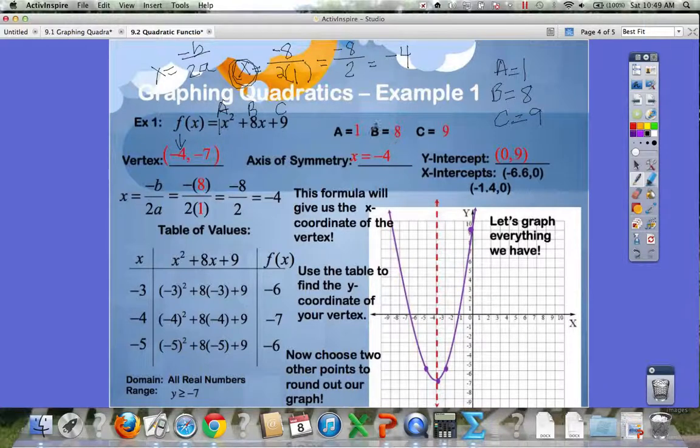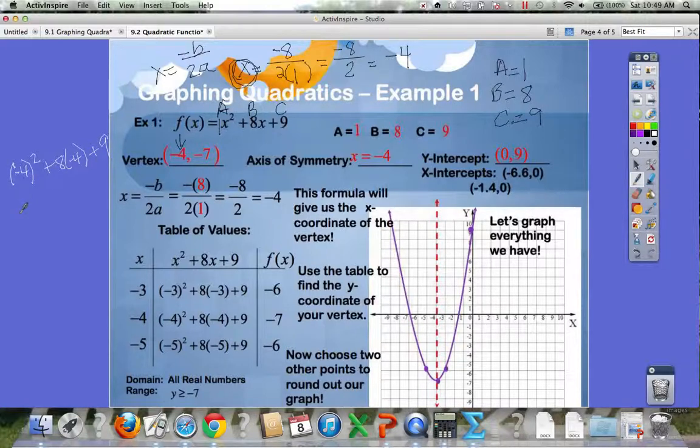Now, how do I find the y-coordinate? Well, if x is negative 4, I can go back, I'm going to write over here on the side, and plug that into my original equation. So I'm going to say, and you need to use parentheses, negative 4 squared plus 8 times negative 4 plus 9. And compute that.